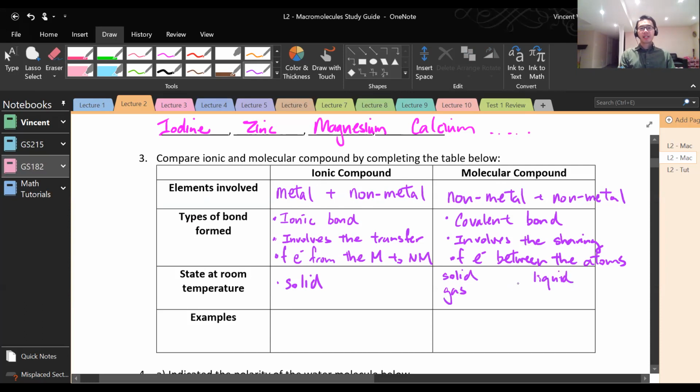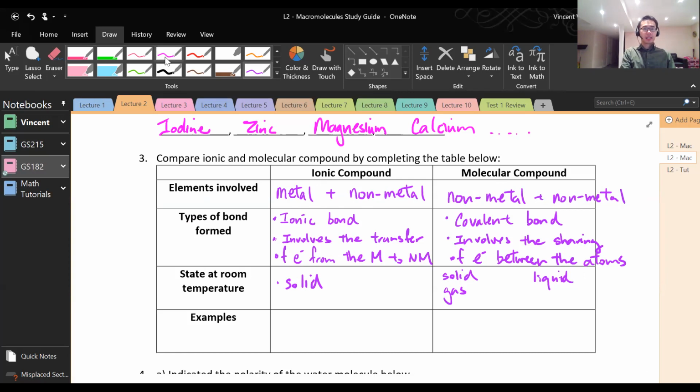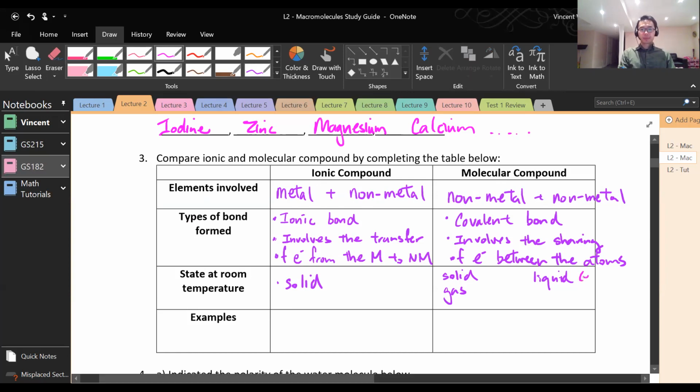Okay, can anybody give me an example of a molecular compound that is liquid at room temperature? Anybody? Yes, H2O, that's correct. And water is liquid at room temperature. What about solid? A molecular compound that is solid?